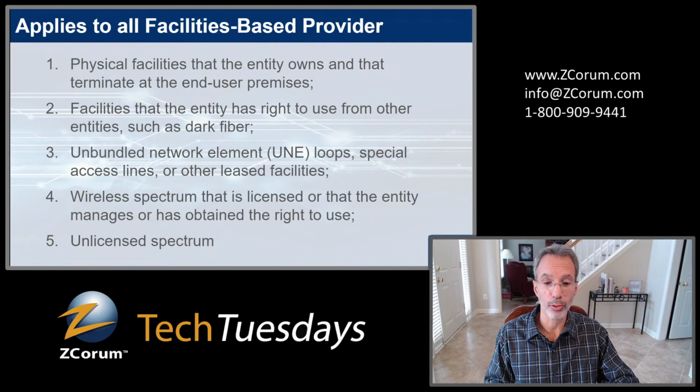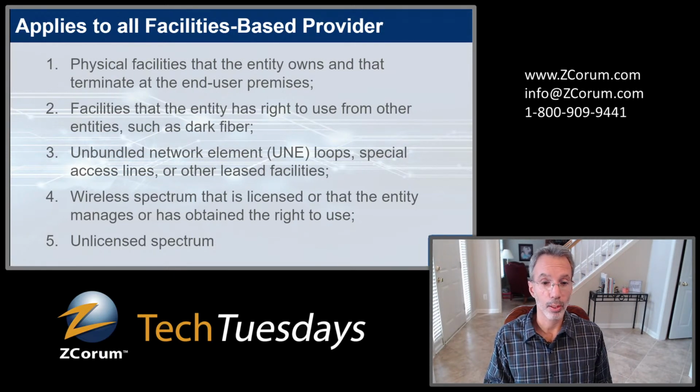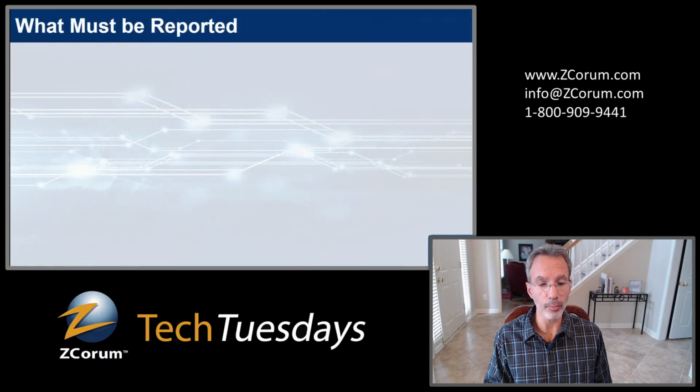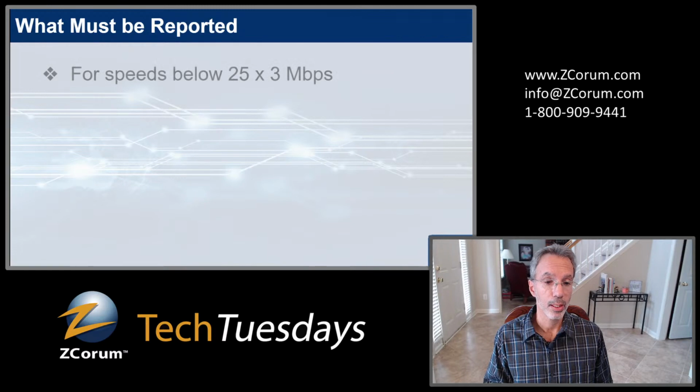Unbundled network elements, UNE loops, special access lines, or other leased facilities. Wireless spectrum that is licensed, or that the entity manages or has obtained rights to use. So whether you've licensed that spectrum or you've obtained rights to use it, and even unlicensed spectrum. So if you are using traditional licensed spectrum, if you just recently got CBRS licensed spectrum, or even CBRS unlicensed spectrum, or any other unlicensed spectrum, you are a facilities-based provider as long as you're providing that service to the end user. So what do you need to report?